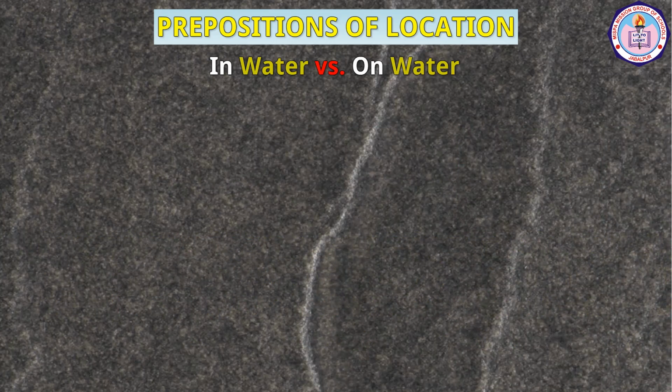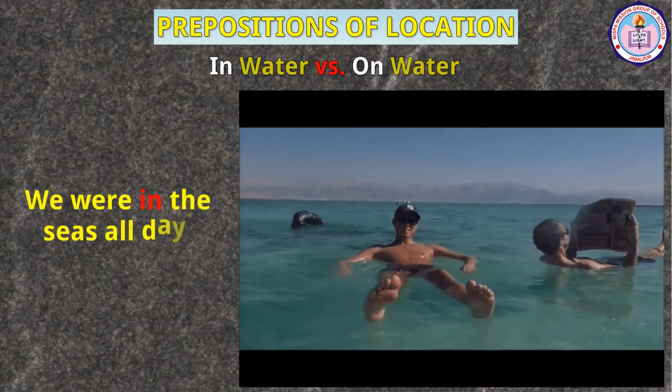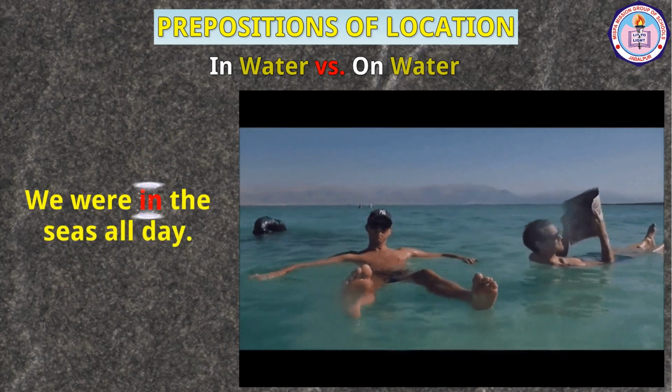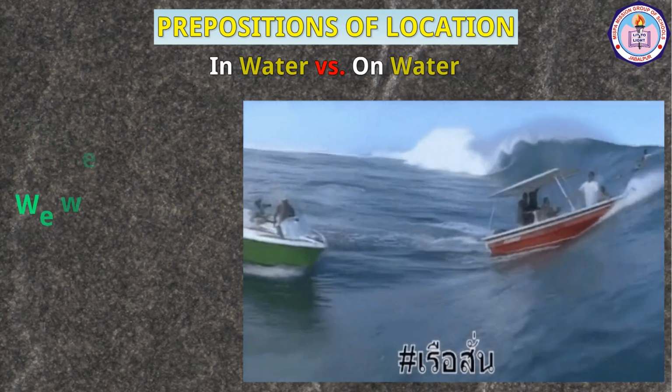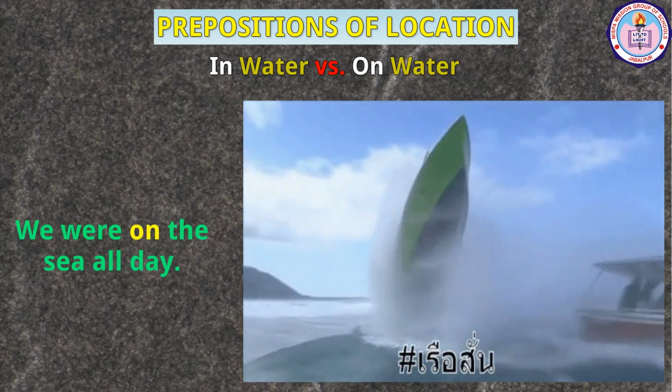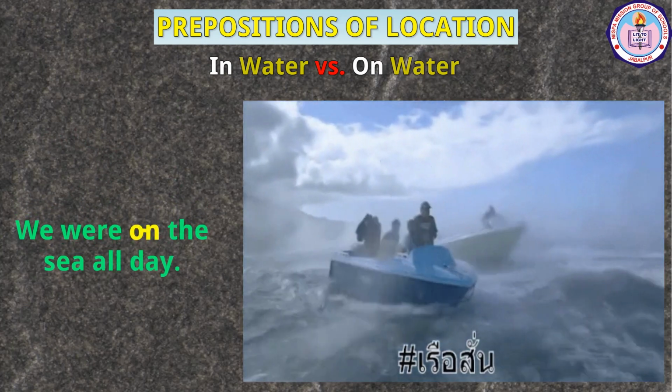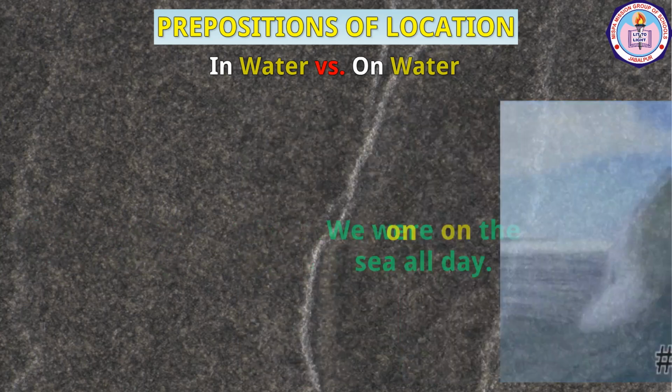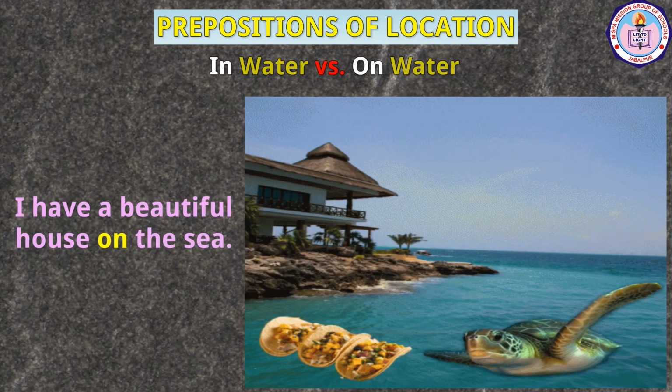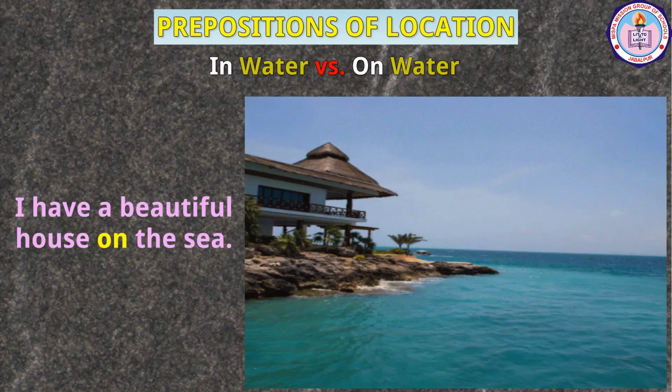Examples. We were in the sea all day. Here, in means we were swimming. We were on the sea all day. Here, on means we were in a boat. I have a beautiful house on the sea. Here, on means our house is situated on the shore.